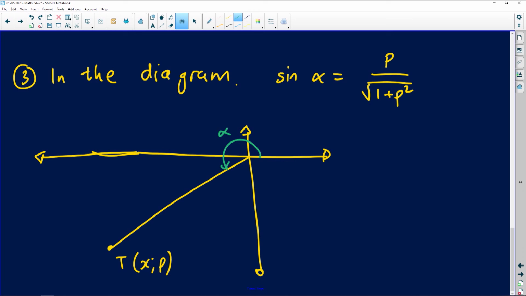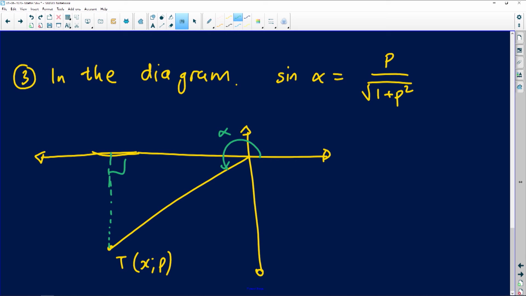Now how do you deal with these kinds of questions? Well, we need to complete the right-angled triangle, by constructing that particular line that goes to the x-axis. That forms a very beautiful right-angled triangle for you, which you would need to now label, right?